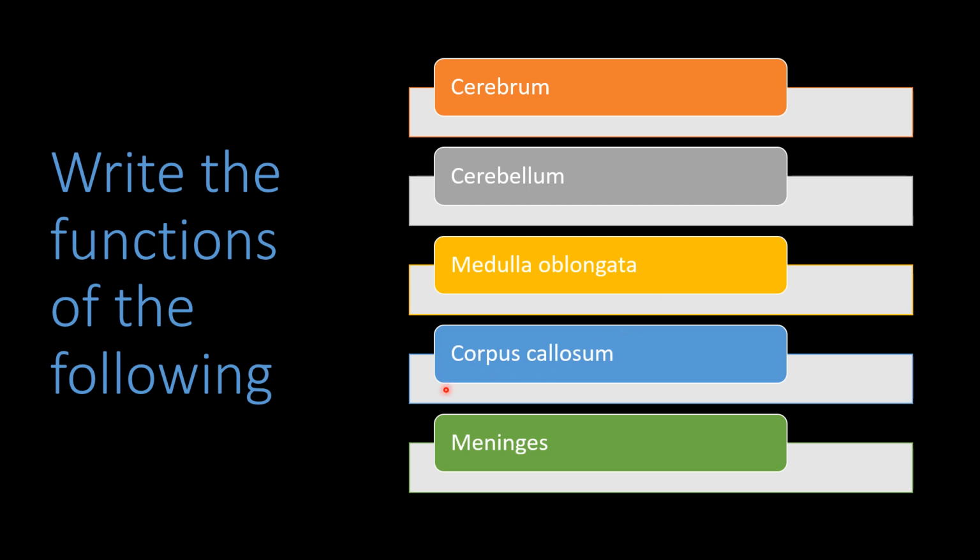etc. Then the next one, corpus callosum. It transfers messages from one cerebral hemisphere to another cerebral hemisphere. Then the last one, meninges. What is the function of meninges? Meninges protects the brain.